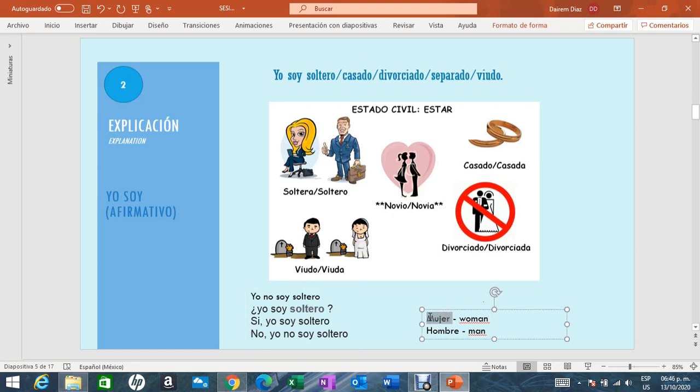Then the vocabulary for the second image is novio para boyfriend, y novia para girlfriend.